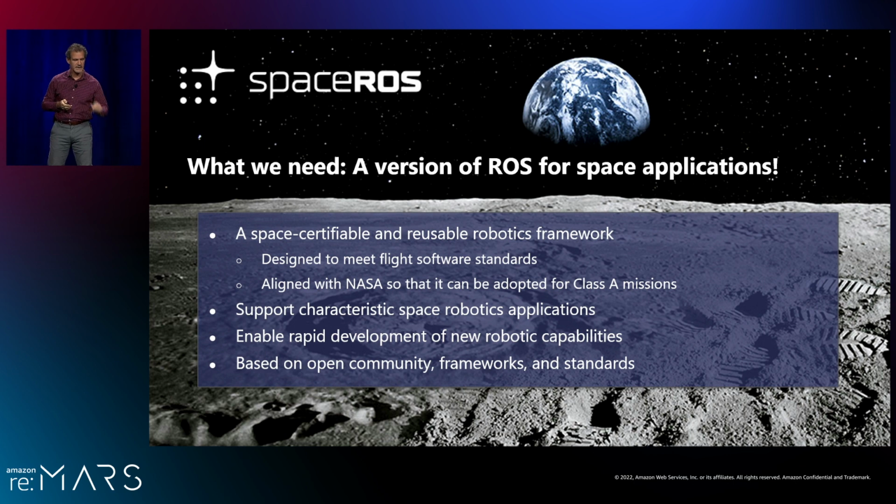So it's designed to meet flight software standards and aligned with NASA. NASA has their own standards in this regard, and they have something called Class A missions. They have different levels of classification. So this will enable rapid development of new robotics capabilities, like we've talked about. You can bring off-the-shelf packages together and have it based on open community. This would not be a closed source effort. It would continue like ROS to be open source, have open frameworks, open standards.